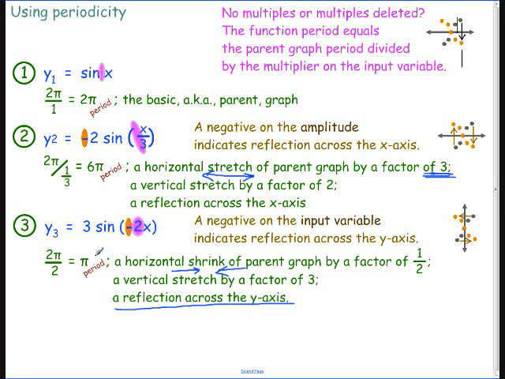Oh, we get a vertical stretch. I didn't even say anything about this. I didn't say it up here either. Vertical stretch of 3. This one I didn't mention. We had a vertical stretch of 2.